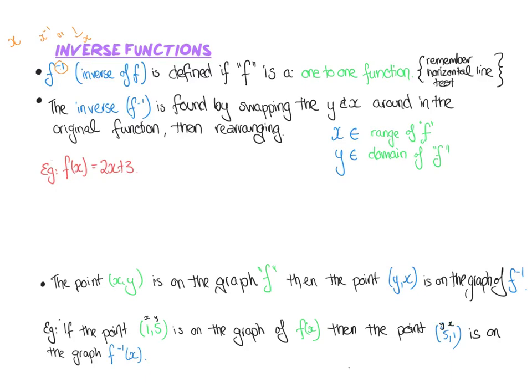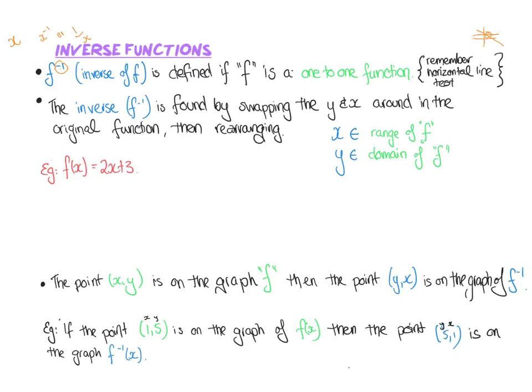So an inverse of a function, so if you have a function, a rule, an inverse can be found if it's a one-to-one function. So remember, if we had our graph and we drew a horizontal line, if it only crossed once, it was a one-to-one function. So only if it's a one-to-one function can we find the inverse.